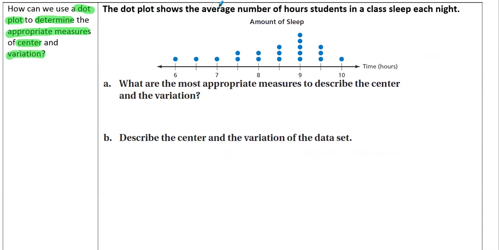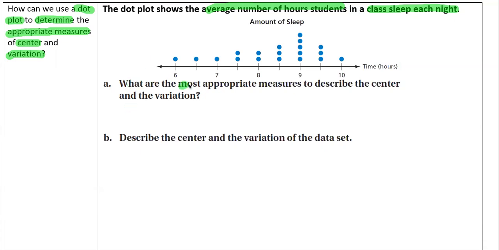The dot plot shows the average number of hours students in a class sleep each night. How many of you are like 2, 1? Try to get more sleep. You'll be better off. You'll feel much better. I know it sounds bad. You want to stay up all night, but trust me, try it and see how you feel the next day.